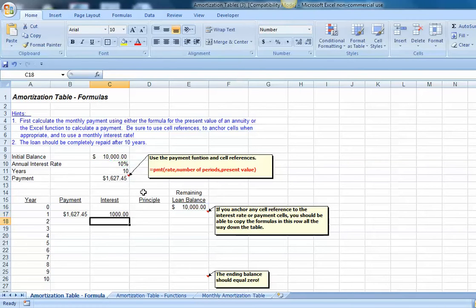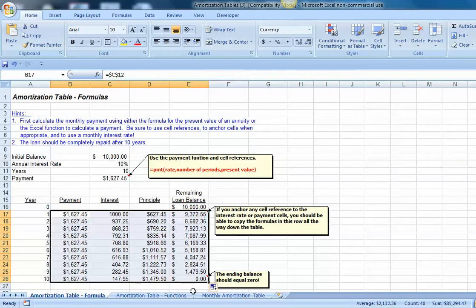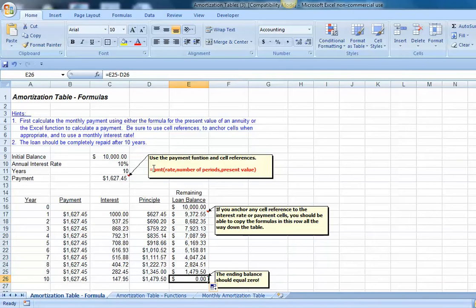Our principal will simply be the difference between our $1,627 payment and our $1,000 we pay in interest. We won't anchor either of these cells. We want relative cell references since we're going to copy this row down. Our remaining loan balance will be our current loan balance of $10,000 minus the amount that's credited towards principal. Now we can go ahead and copy that year one row all the way down. And notice the ending balance is 0 as our loan's paid off.